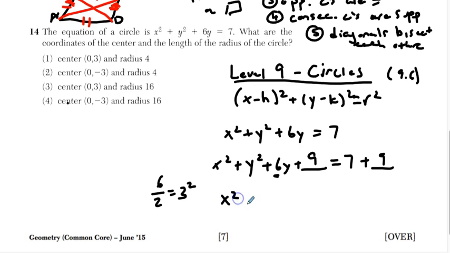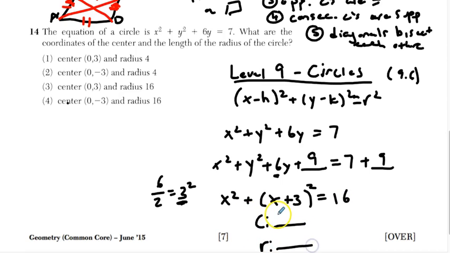Now x squared comes down. We're going to factor this, and this factors to (y plus 3) squared, right? It's just this number, squared equals 16. So our center and radius are as follows. Our center is, well, x has nothing, so it's 0, and we switch the sign here, negative 3.